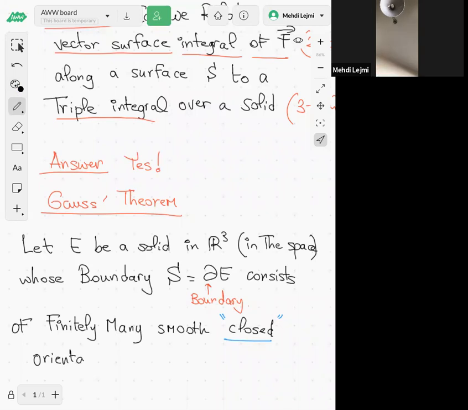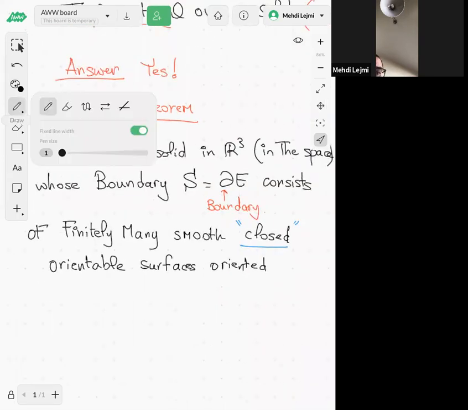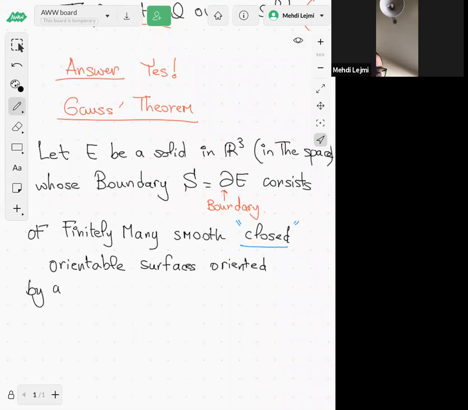Orientable means that the surface has some orientation. The surfaces forming the boundary of the solid are oriented by a normal vector that points away from E.